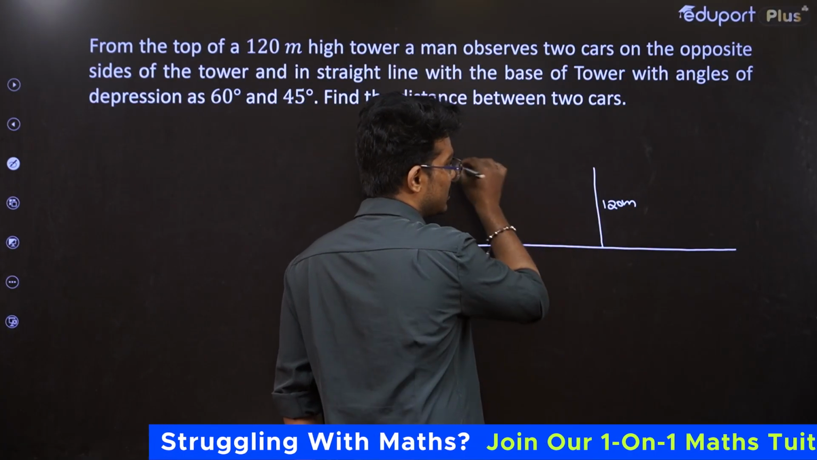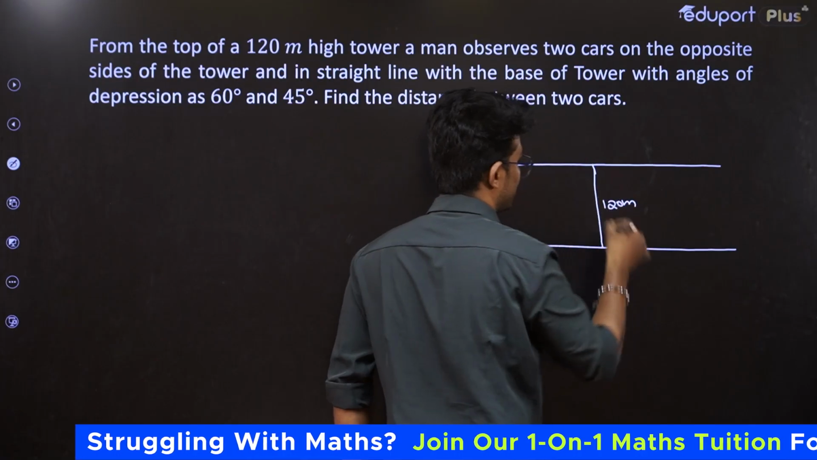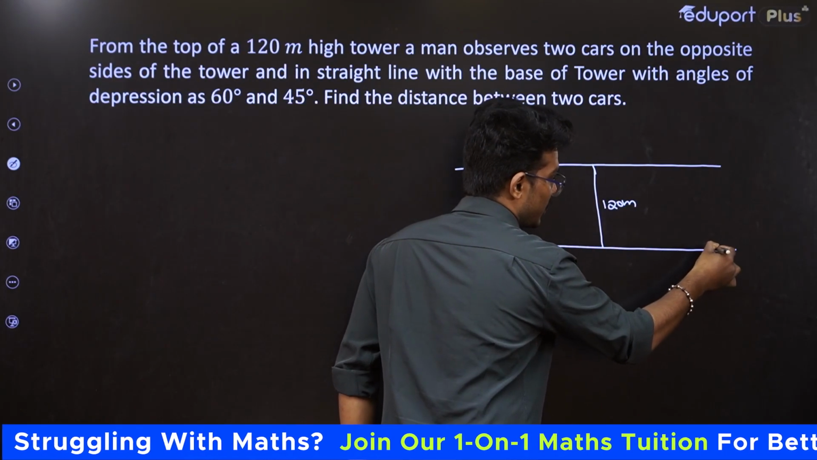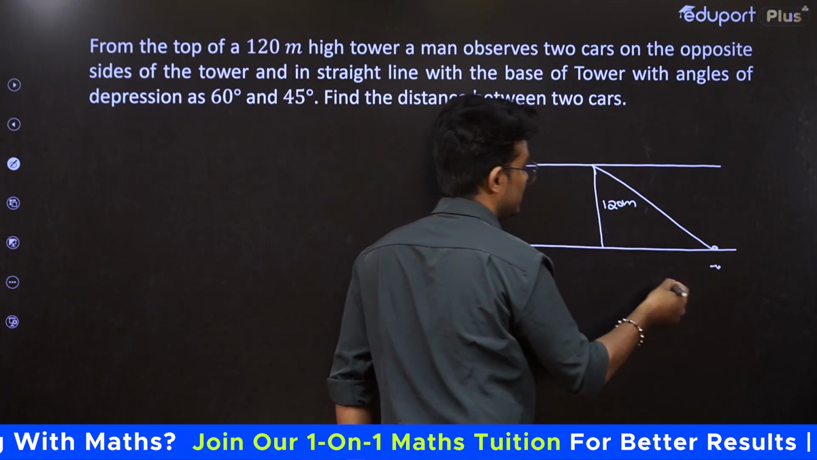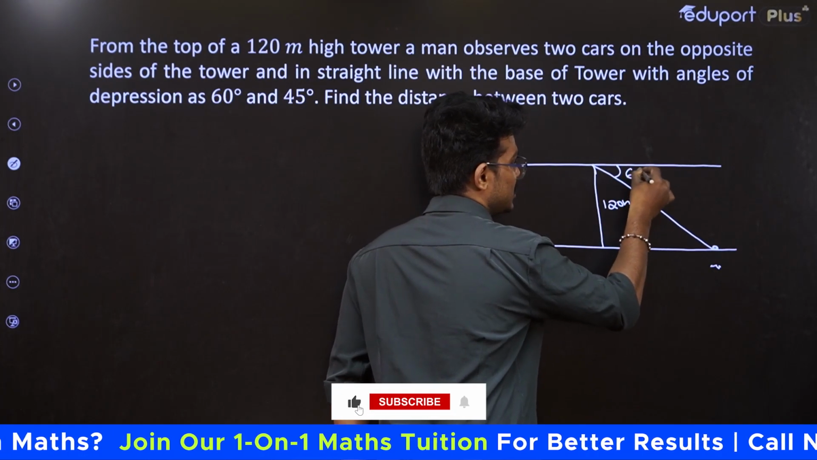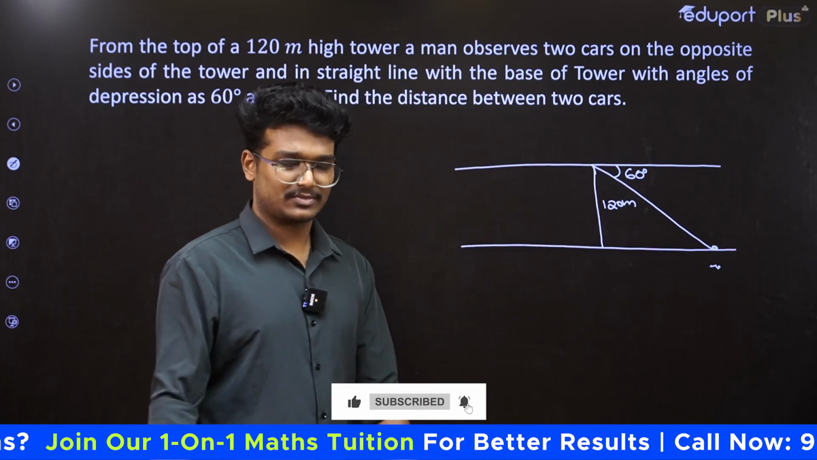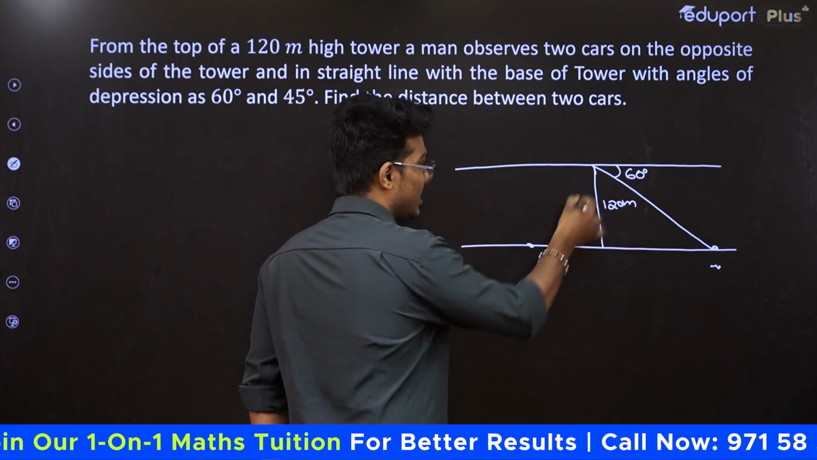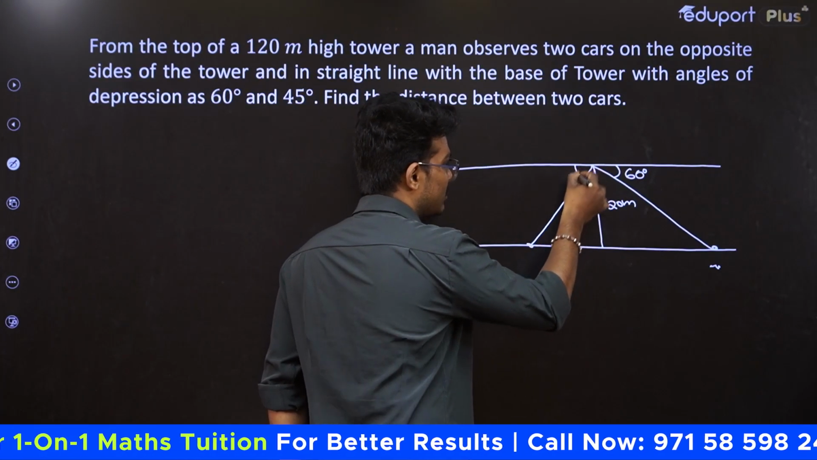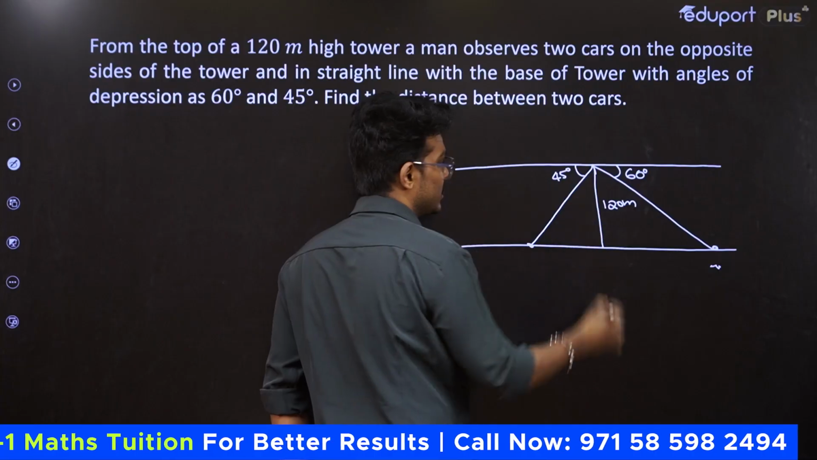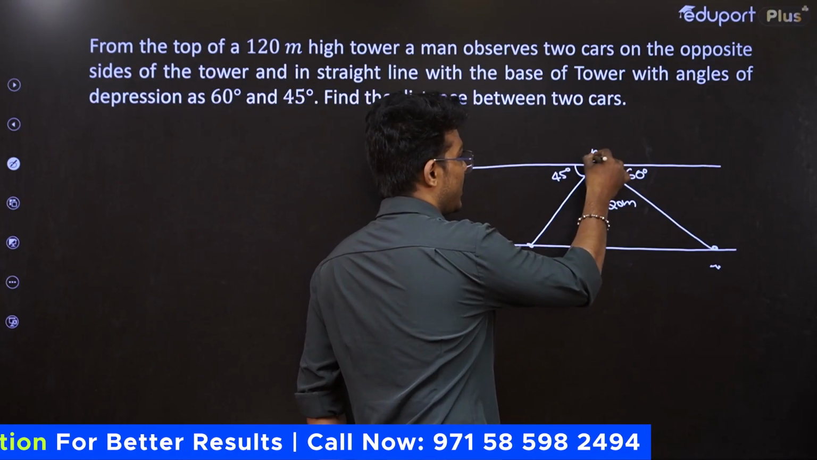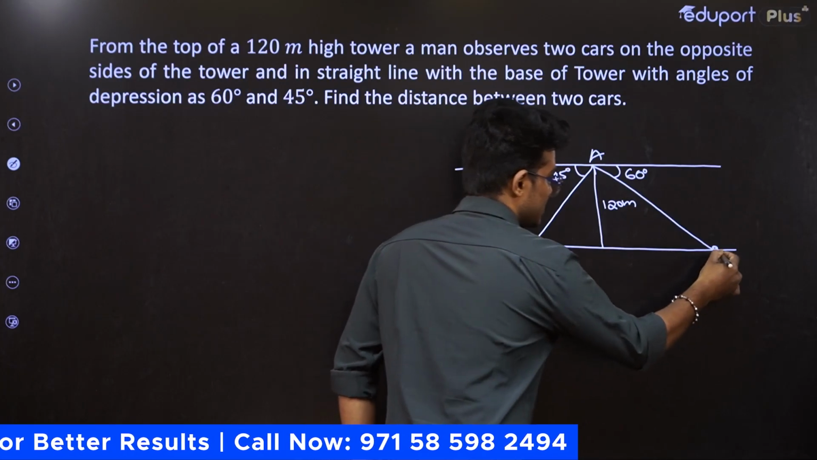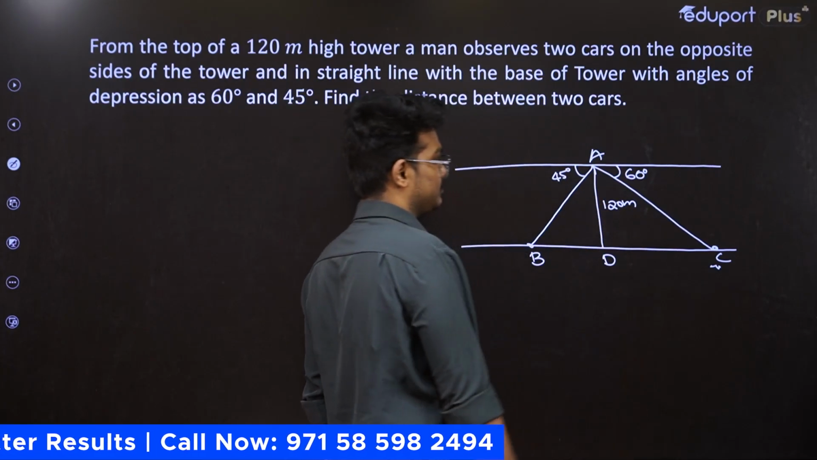A man is standing here and he is looking straight first of all. Then here is a point. It is the first car. He is looking there. Then the angle of depression is 60 degree. Then the second car is here and he is looking here, then the angle of depression is 45 degree here. Clear? I'm giving some names here, A, B, C and D.